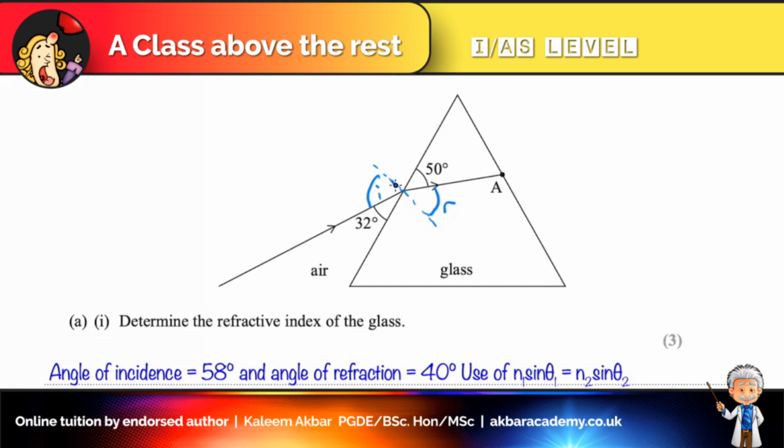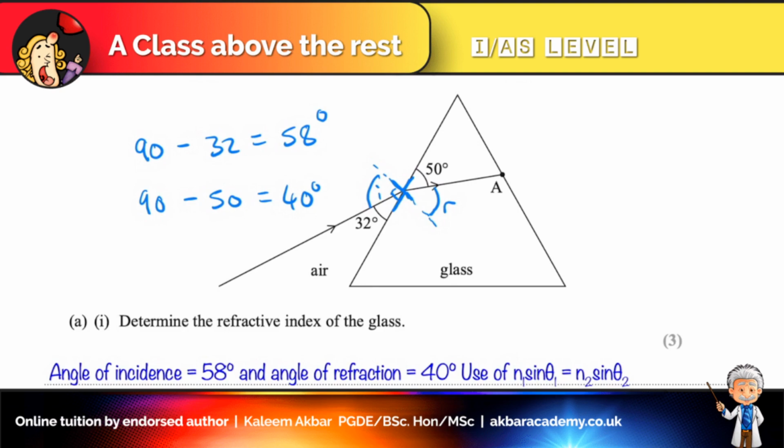Well, this line here, I hope you can see, would make an angle, if drawn properly, of 90 degrees. So basically 90 minus 32 will give me 58. And over at this side, if it was drawn perfectly, it would be 90 minus 50, which is 40. That's degrees for both. So the angle of incidence is actually 58 degrees, and the angle of refraction is 40 degrees.